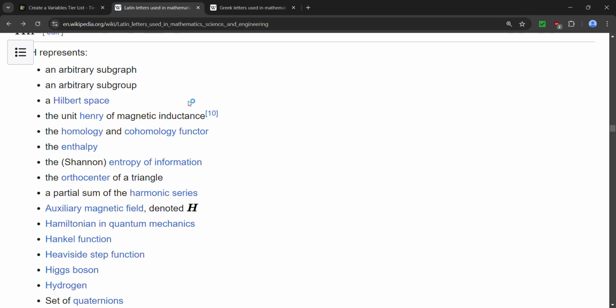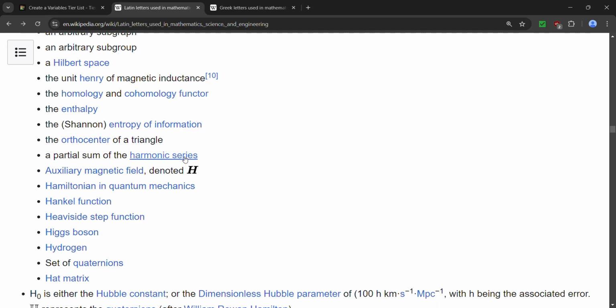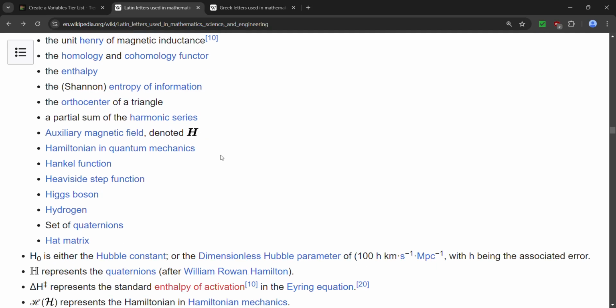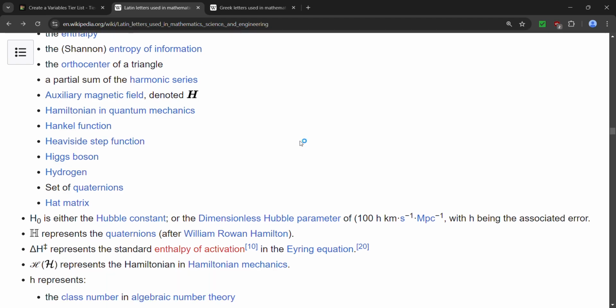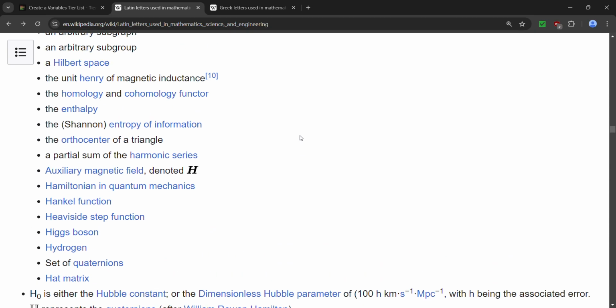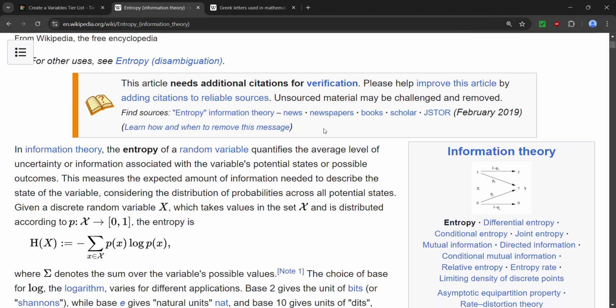Okay, H. Hilbert space, Henry, homology. This is what I'm saying. Tons of math stuff. Harmonic series. Hamiltonian is kind of important. Not really feeling most of these though. I'm not gonna lie, the entropy of information, that sounds interesting. What is that?